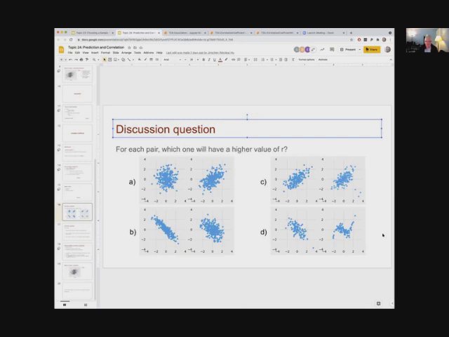Left. We got lots of lefts. Yeah, right. And then this one, it's pretty clear between there.